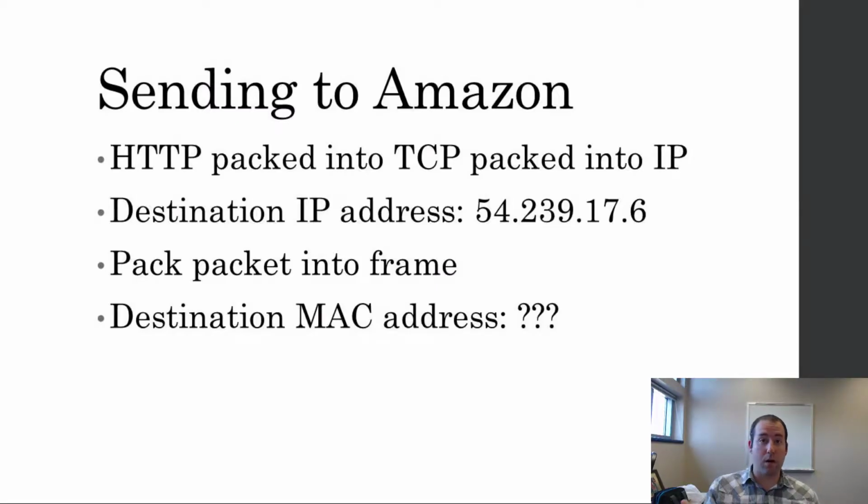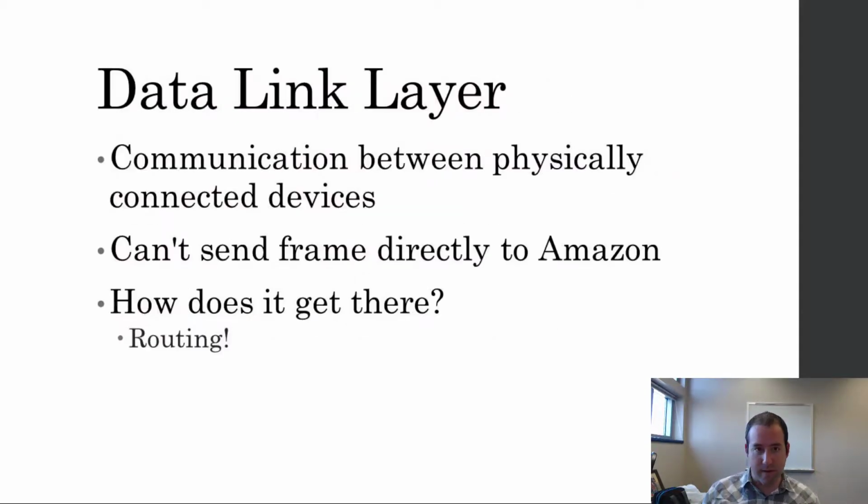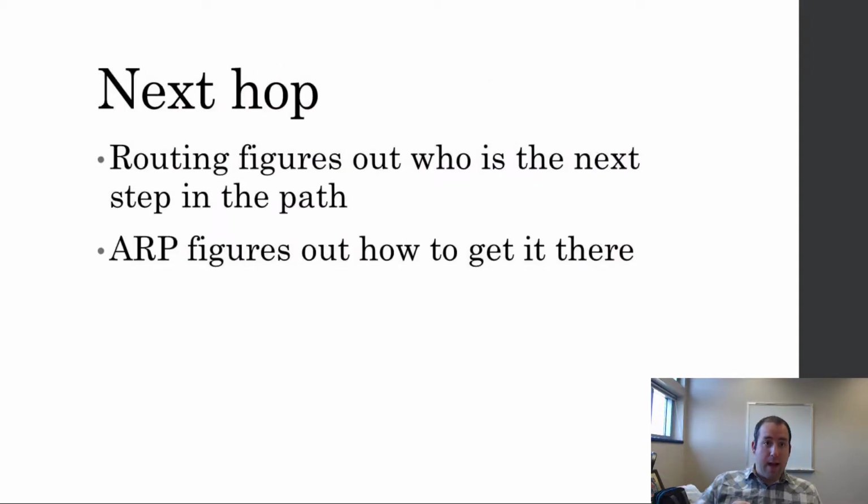That is where ARP comes in, because we can't put Amazon's MAC address because we can't talk directly to Amazon, and the data link layer happens with direct communication between devices. So the data link layer, remember, is physical communication between physically connected devices. We can't send it all the way to Amazon. So how do we get it there? We get it there through routing, and specifically, one little bit at a time. Each step along the path determines the next hop.